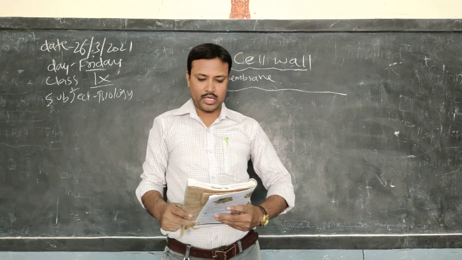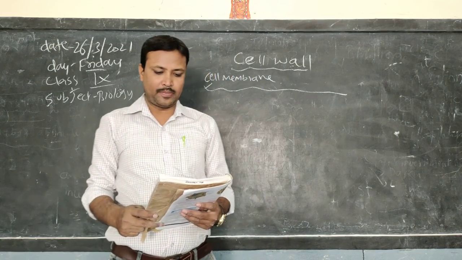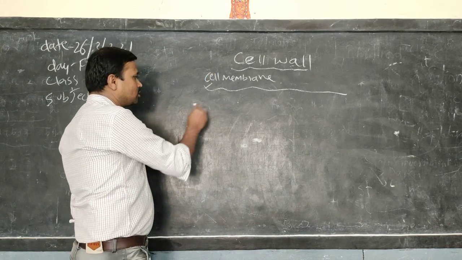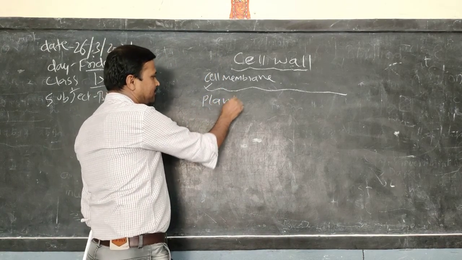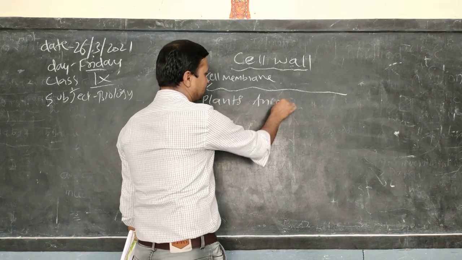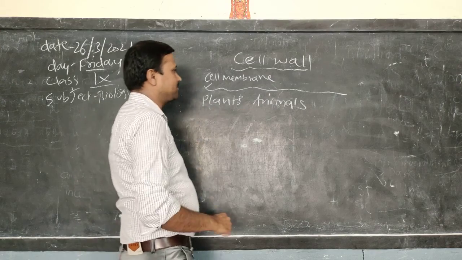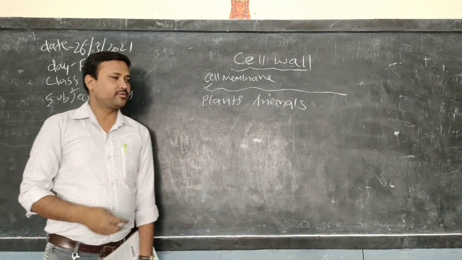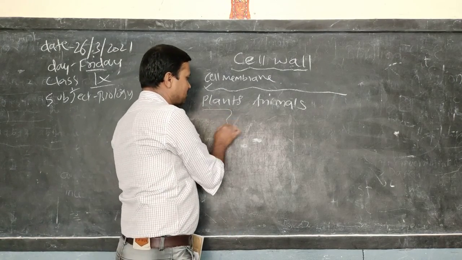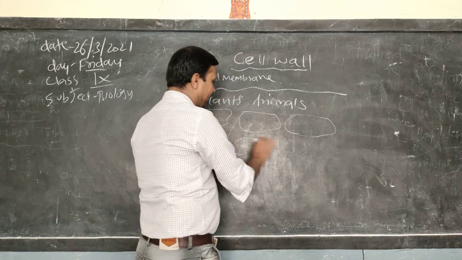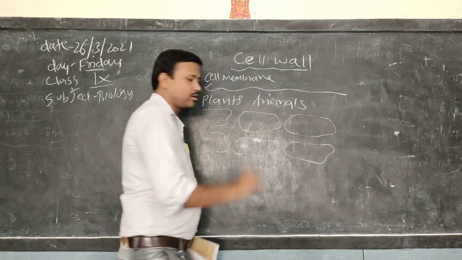This is considered to be one of the major differences between plants and animals. There are various differences between plants and animals. In the last class we observed the plant cell. They are circular, regular, or some are irregular in shape.